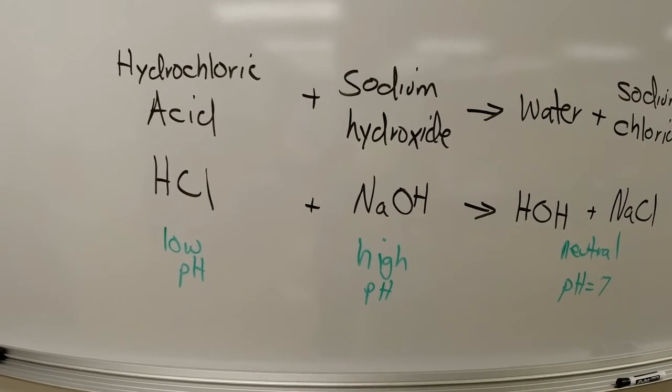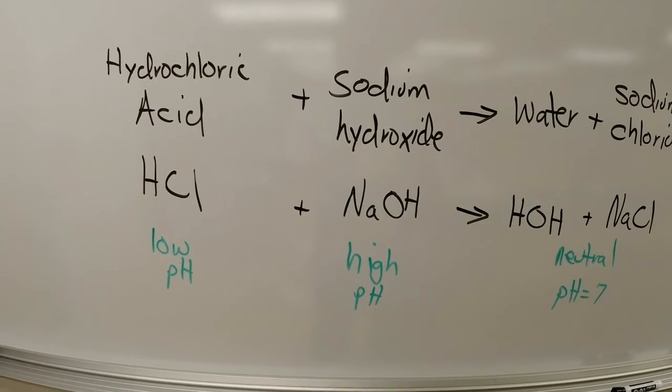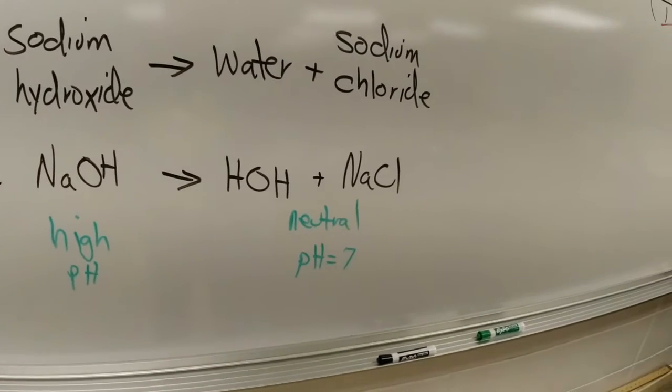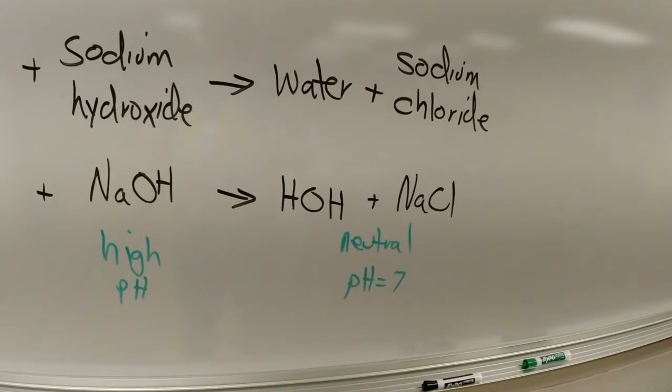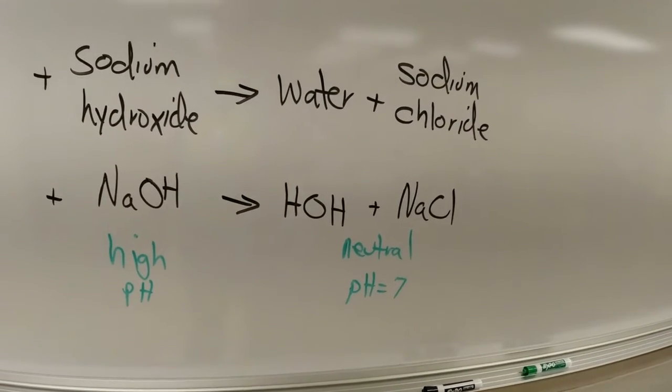Sodium hydroxide is a pretty strong base. It's got a high pH, close to 14. But the mixture of the two, water and salt, is what we get out of this at the end, and we get a neutral pH of 7.